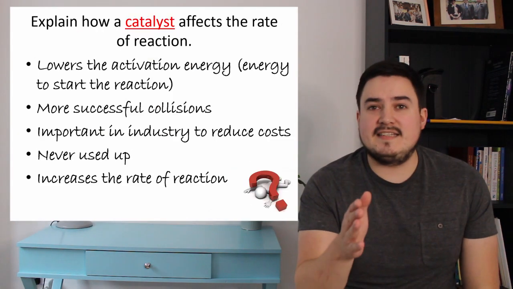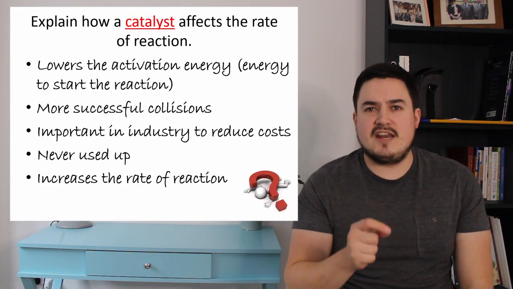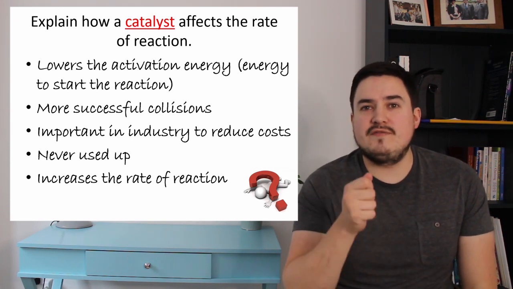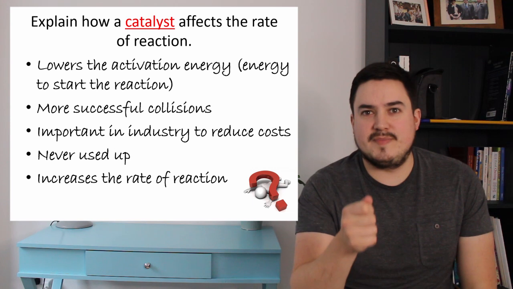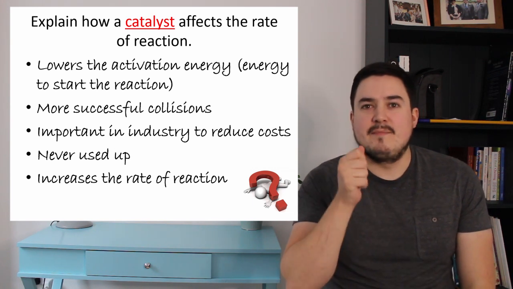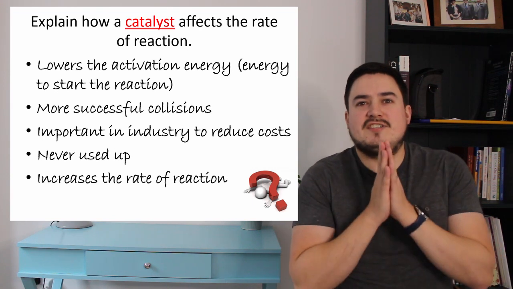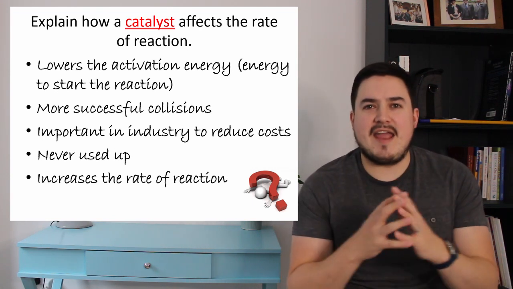When we use a catalyst, we lower the activation energy of our reaction. If you didn't know, the activation energy is the amount of energy required for a collision to be successful. A catalyst makes this amount lower, so more particles are going to have successful collisions, making their reactions actually happen.